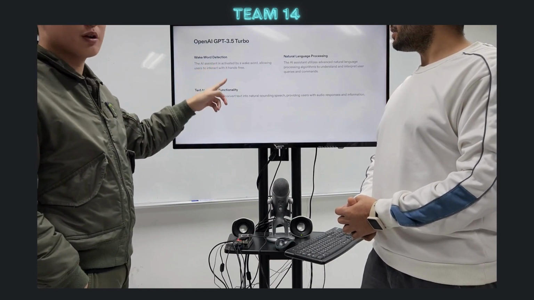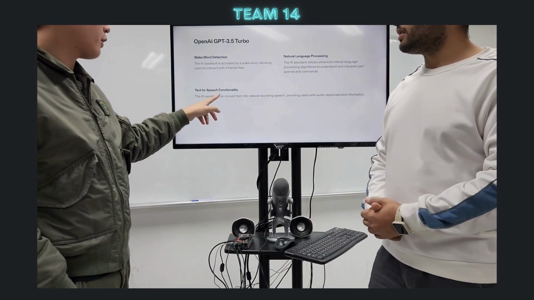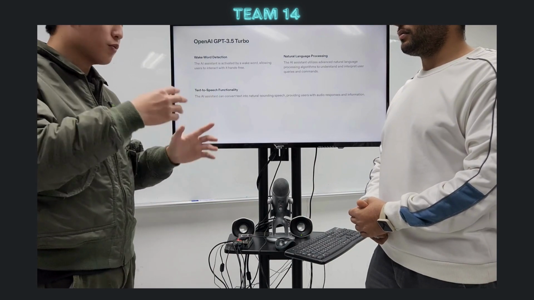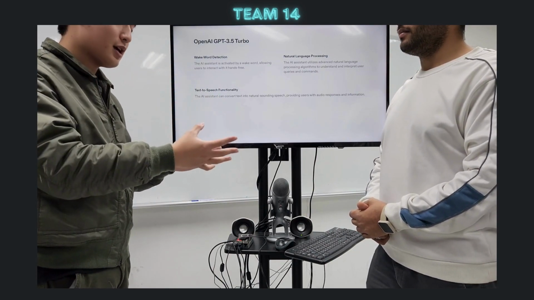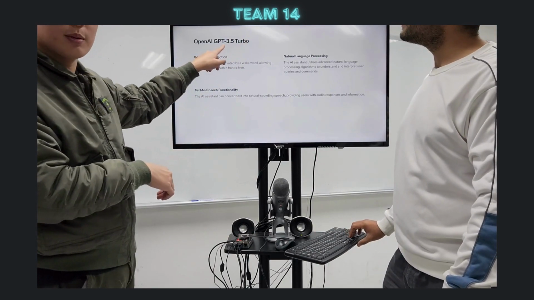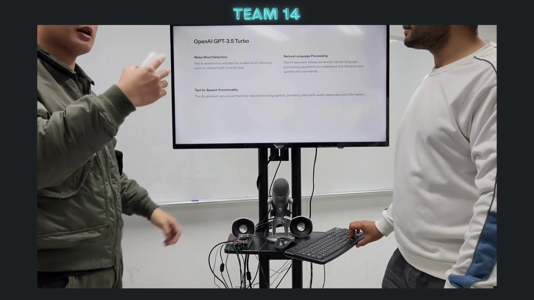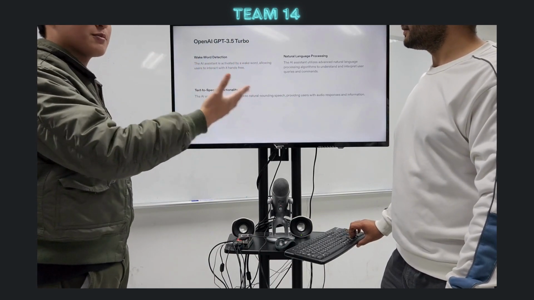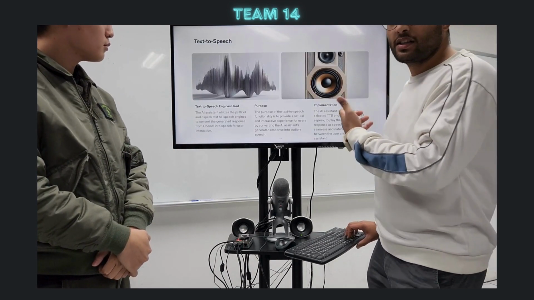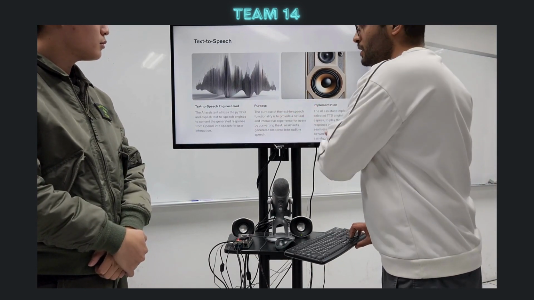Like the wake word detection we talked about before, the natural language processing, and the text-to-speech functioning. We use our AI assistant to make the speech to text, and the text will be sent to GPT 3.5 Turbo, and then the text comes back and is translated back into speech. So this one is the third stage, like we mentioned, after the natural language processing.